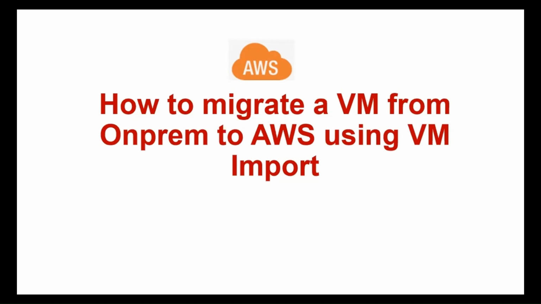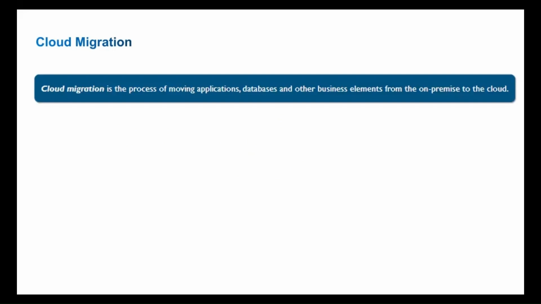If you want to migrate a virtual machine hosted in your on-prem data center, it might be on any virtualization platform like VMware vCenter, Citrix, Xen, etc. And you want to migrate that virtual machine into a VM within the cloud. How to do that? That's the lab we are going to do today. Before that, we will try to understand what cloud migration is. Cloud migration is the process of moving applications, databases, and other business elements from the on-premise infrastructure into the cloud. So obviously, it involves the migration of servers, applications, databases, and the other associated components aligned with the business.